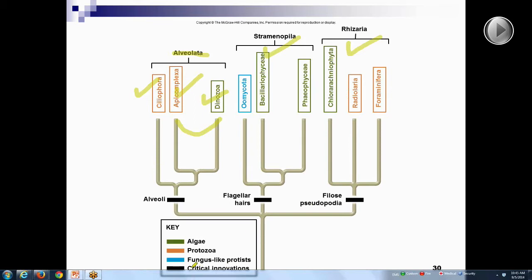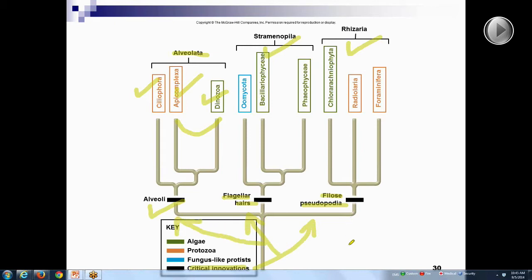And you can see the critical innovations here that pop up. The alveoli, the sacs along the periphery, which aid in buoyancy and protection. Probably the thing that caused them or allowed them to survive. Flagellar hairs were very key with Straminophylla and phyllopseudopodia were very important in leading up to the Rosaria. What I mean by a critical innovation is some type of adaptation that allowed these organisms to become very successful. That's what we call a critical innovation.